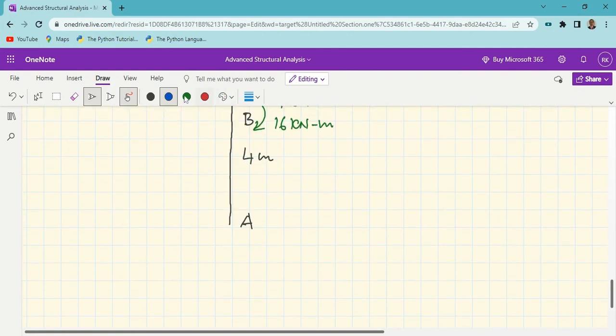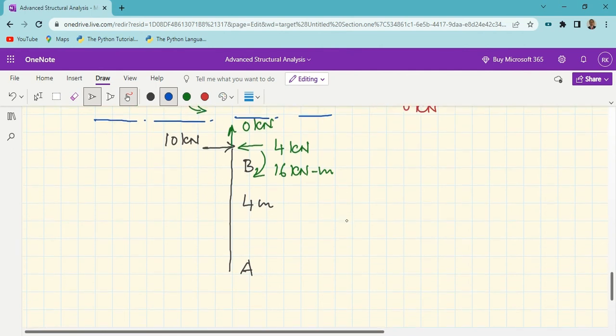Now it's very simple. Calculation of reactions at A is very simple. Since this is 0 kilonewton, the reaction at A will be 0 kilonewton downwards. No need to draw. Now the X forces are 10 towards right and 4 towards left. So the net force in X direction is 6 kilonewton towards right. To balance it, there must be 6 kilonewton acting towards left. So that 6 plus 4, 10 towards left and 10 kilonewton towards right.